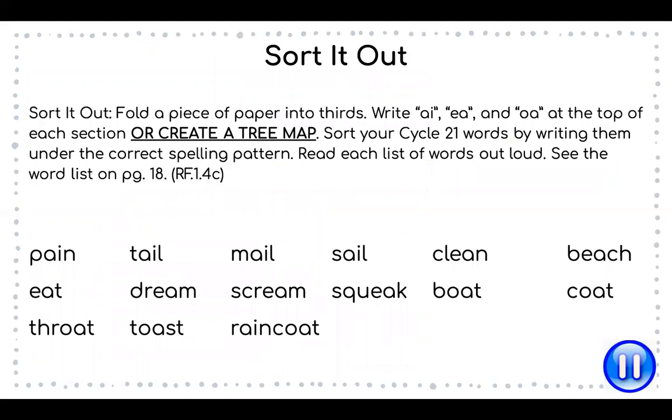We've done this several times now, so you can either fold a piece of paper into thirds or you can create a tree map. You're doing vowel teams of AI, EA, and OA. If you would like to, you are more than welcome to pause my screen right now and copy down these words. These are your words for cycle 21.